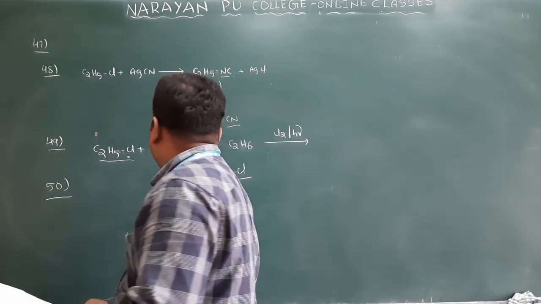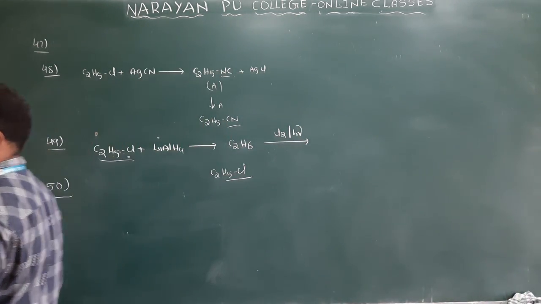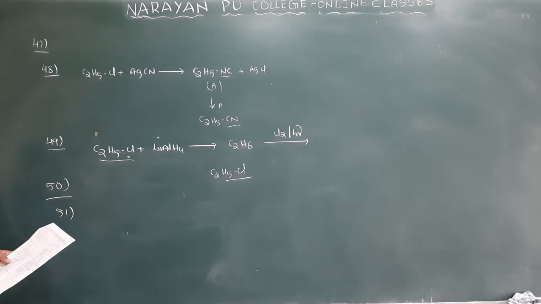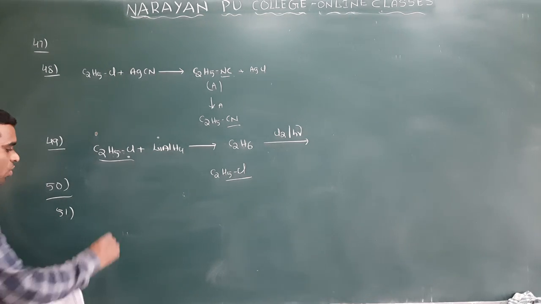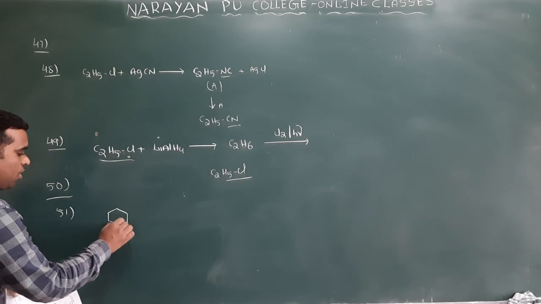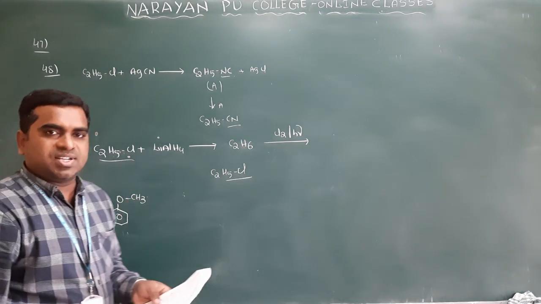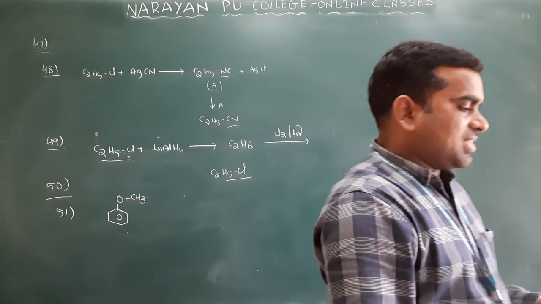Look at question number 51. Among the following sets of reactants, which one produces anisole? What is the formula of anisole? Anisole has an OCH3 group on the benzene ring. That compound we call anisole.